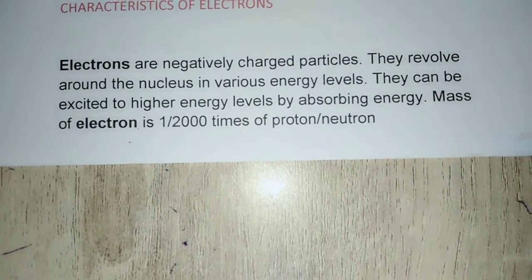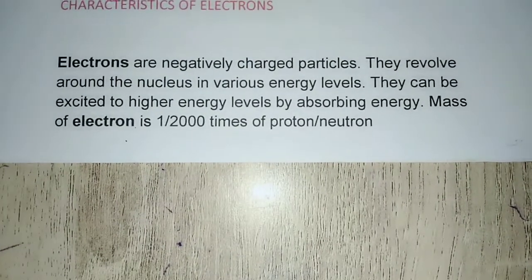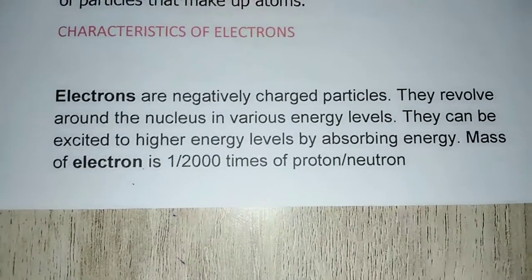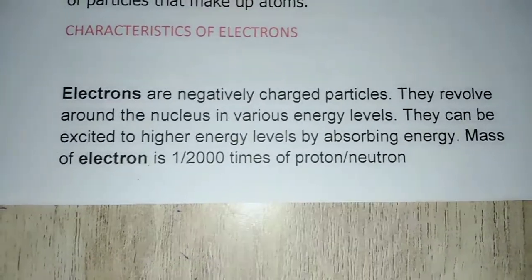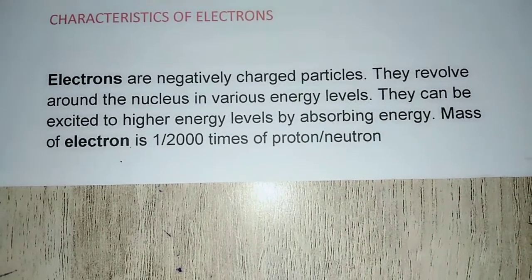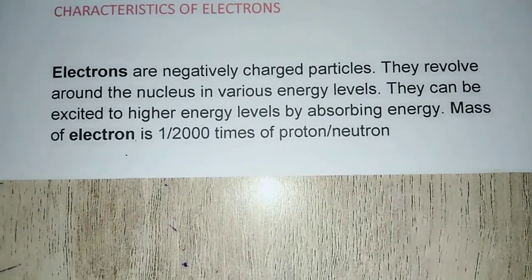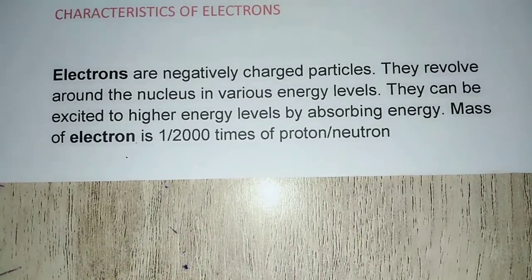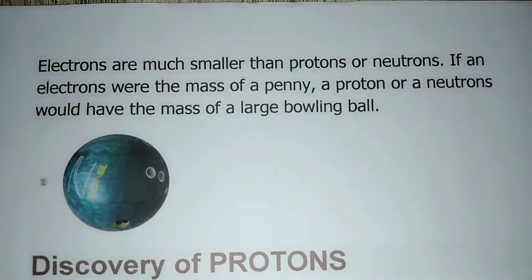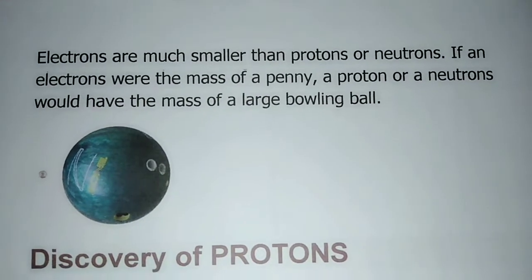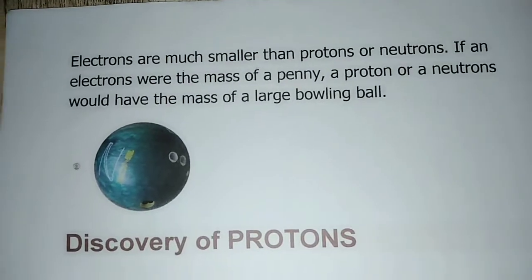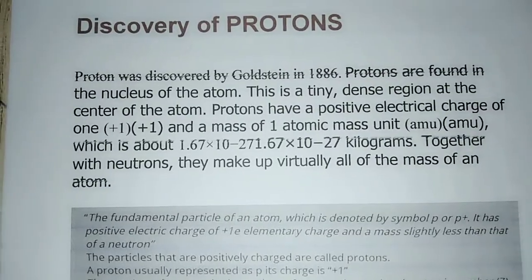Characteristics of electrons. Electrons are negatively charged particles. They revolve around the nucleus in various energy levels. They can be excited to higher energy levels by absorbing energy. The mass of an electron is about 1 by 2000 times that of a proton or neutron. Electrons are much smaller than protons or neutrons. If an electron were the mass of a penny, a proton or a neutron would have the mass of a large bowling ball.